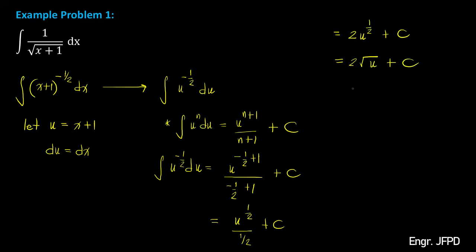And applying back substitution, we know that the u is equal to the x plus 1. Then, therefore, our equation now will be equal to 2 times the square root of x plus 1 plus c. And this will be our final answer for the integral of 1 over the square root of x plus 1 dx. Okay, then let's now try to have another example problem.